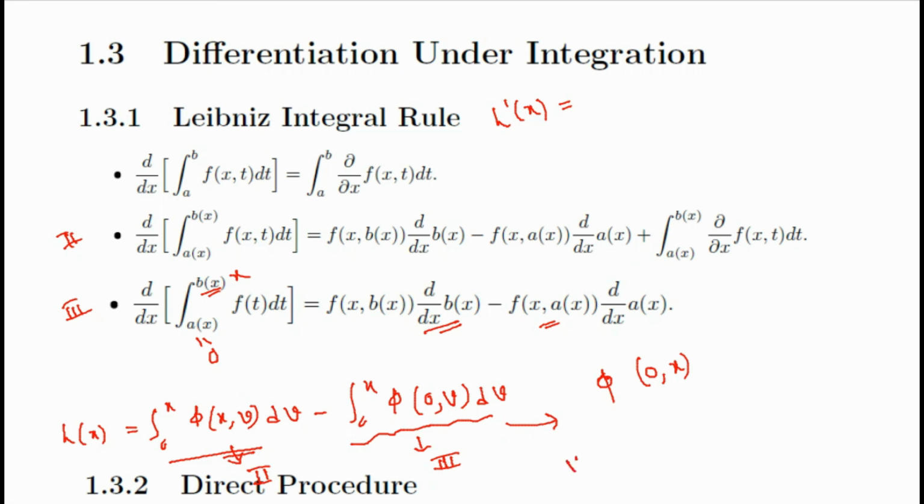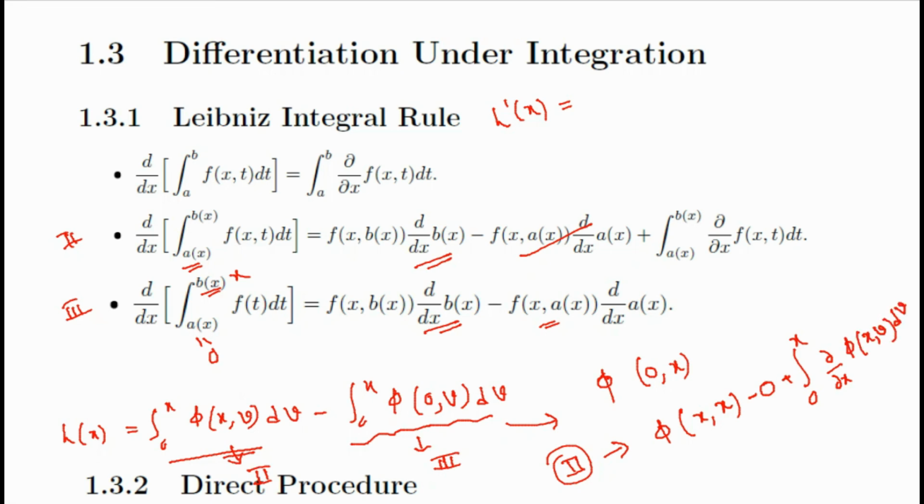And for the second part we have, here a equal to 0, that part will get cancelled, phi x x, and d by dx of this is 1, so phi xx minus 0 plus integral 0 to x, and this is del by del x of phi of xv dv, and we will have h dash x is phi xx plus integral 0 to x del by del x phi of xv dv minus phi 0x. So we have found h dash x.